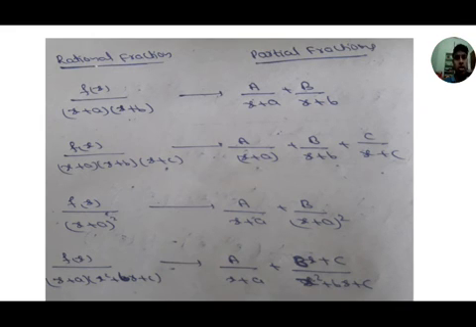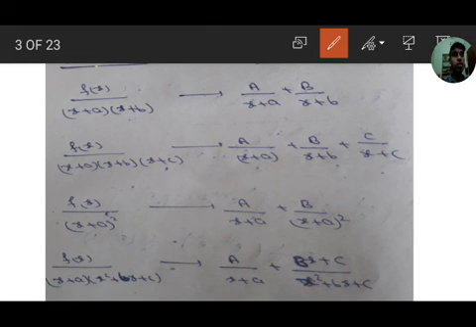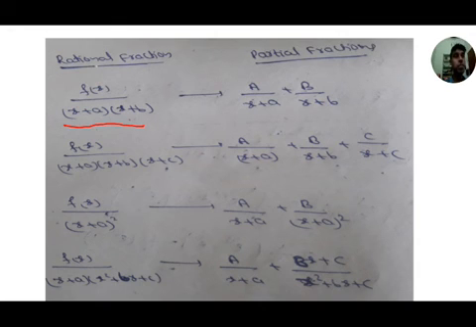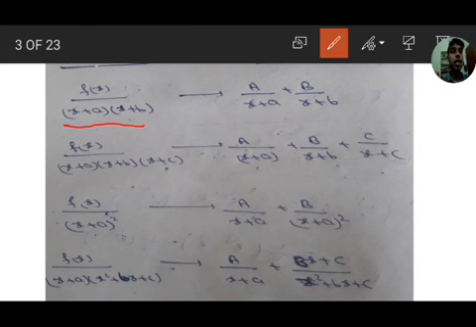Partial fraction. We have a total of 4 cases. If the rational fraction is of the form f of x by x plus a into x plus b, it means the denominator contains linear factors, non-repeated linear factors, x plus a, x plus b. Here x power is 1, these two are linear factors, and not repeating.